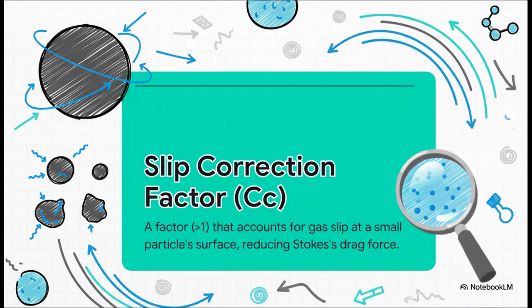It's something called the slip correction factor, and it's pretty much what it sounds like. A tiny particle can literally slip between the gas molecules, kind of like a motorcycle weaving through stopped traffic. It feels less resistance, less drag. This means it actually settles faster than Stokes' law would predict on its own. The slip correction factor, Cc, is just the number we use to account for that extra slip.